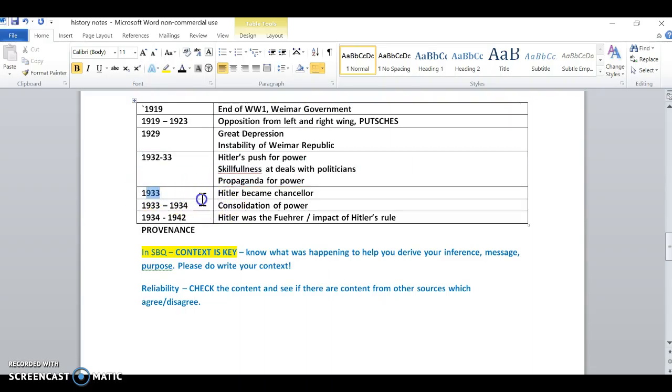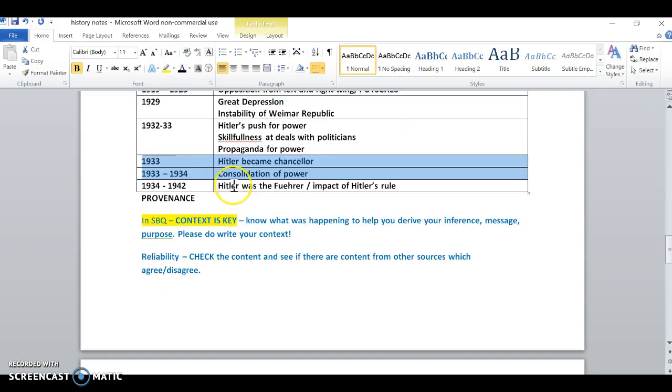Okay, so the next part is this part. 1933 to 34, he consolidated his power, and from 1934 to 1942 onwards, if they ask you about a source from this period, it was the period where he was already ruling in Germany. So you must know this.